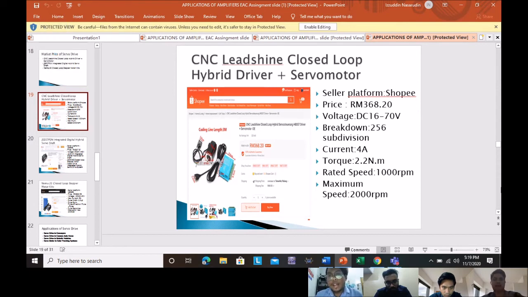The price is RM 300. The voltage is DC input up to 70 volt. The subdivision is 256, and the current is 4 amp. The torque is 2.2 meter, and the rated speed is 1000 RPM, and the maximum speed is 2000 RPM.